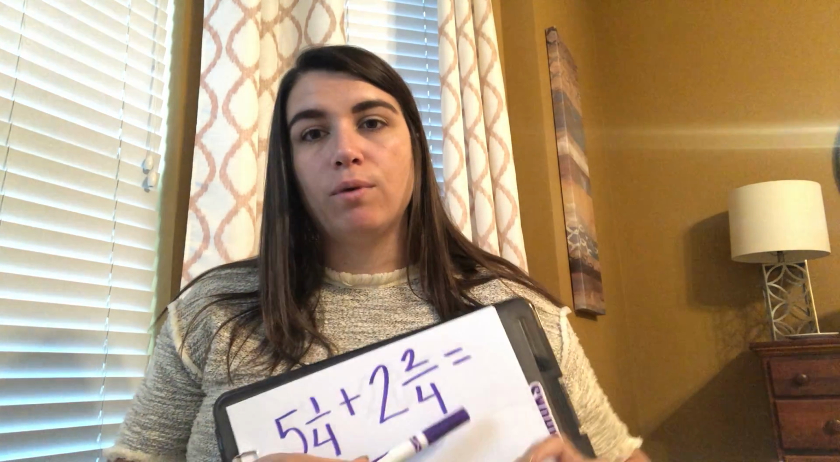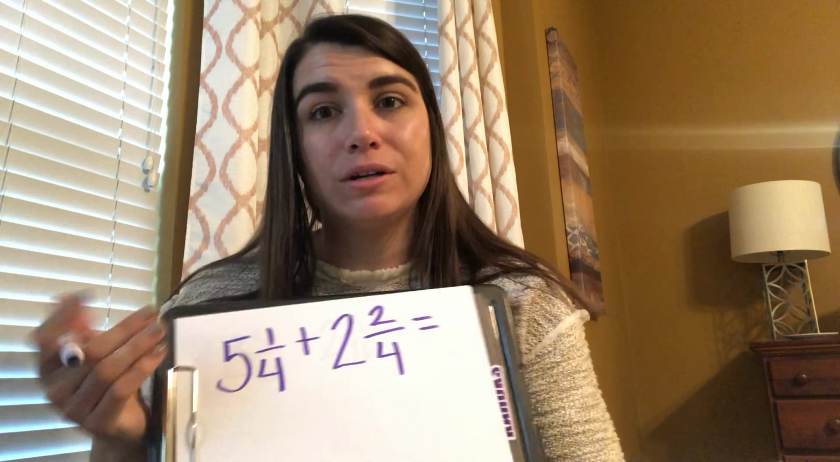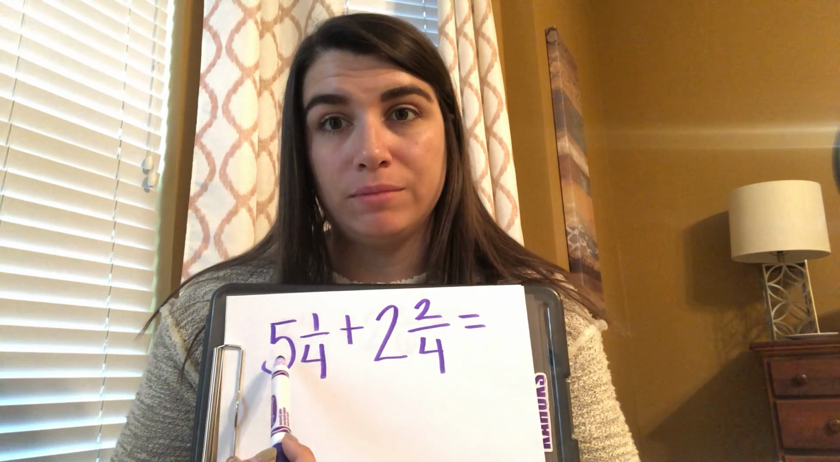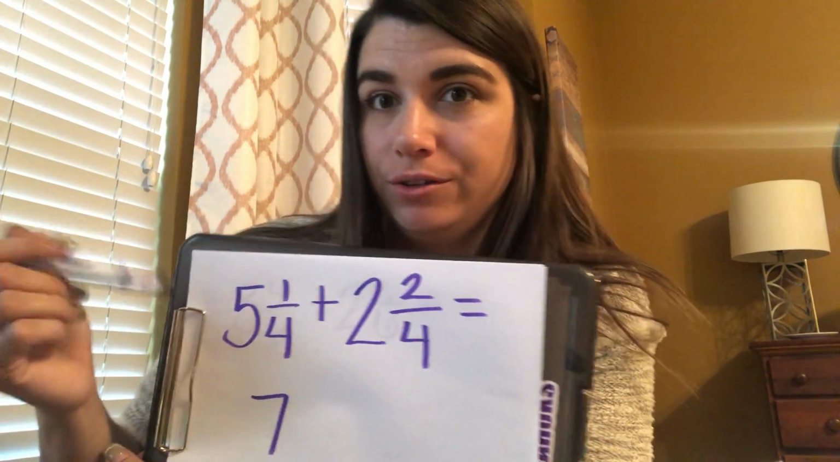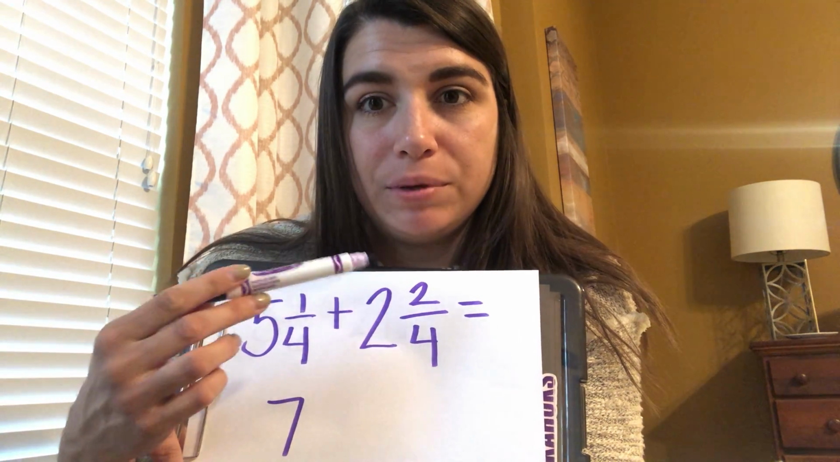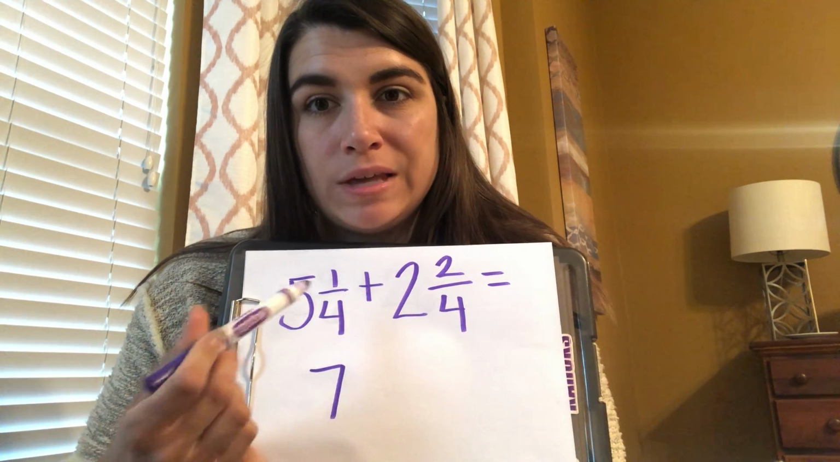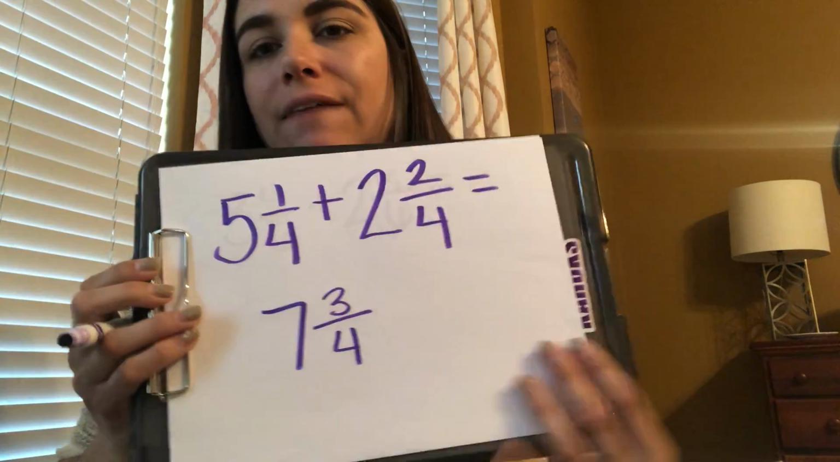Okay, so for this one, what you want to do is you want to always add your whole numbers first. So the whole numbers, remember, are numbers that are 1 or greater. So 2 and 5 are my whole numbers. So I'm going to add those two together first. So 5 plus 2 is 7. Now, like I said, these denominators are the same because I wanted to show you this type of problem. So the denominators are the same, so you should just be able to add now. So 1/4 plus 2/4. So if you haven't done that yet, go ahead and add 1/4 and 2/4 together. And so 1 plus 2 is 3. And I leave my denominator the same, which is 4. So my answer for this one is 7 3/4.